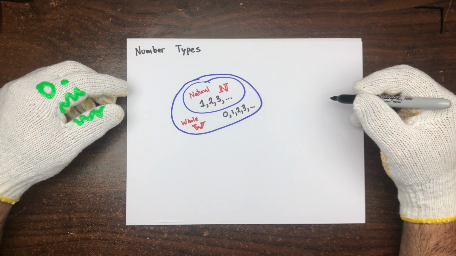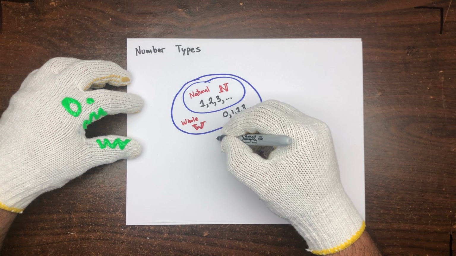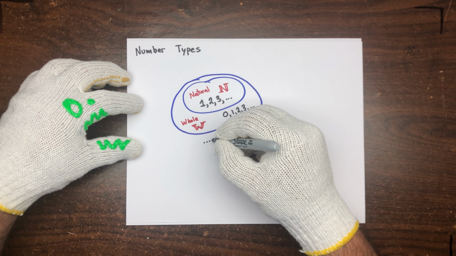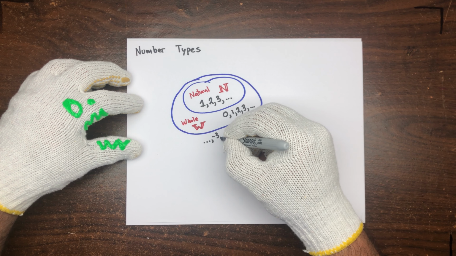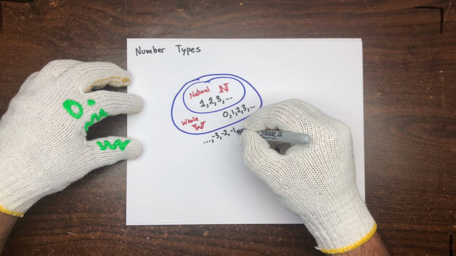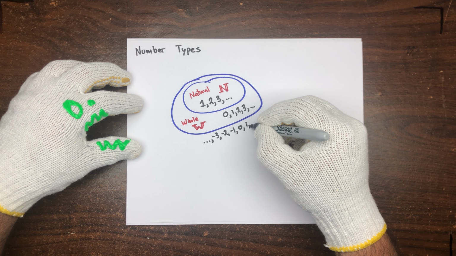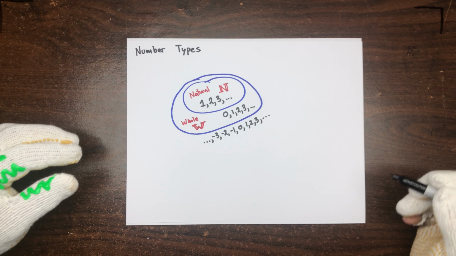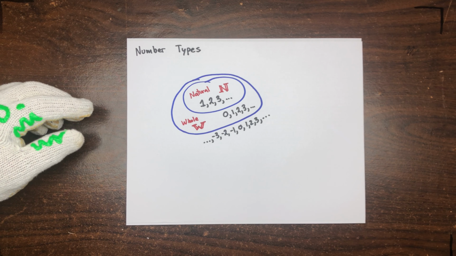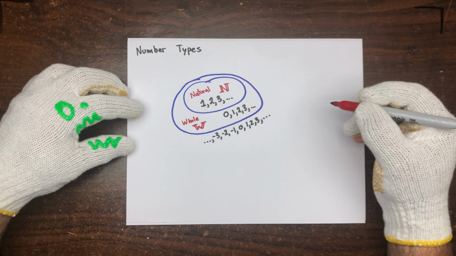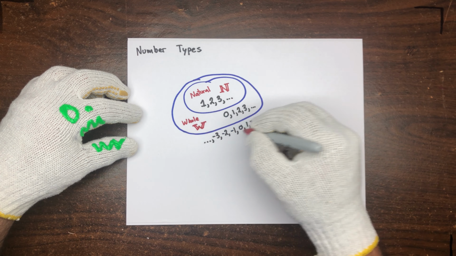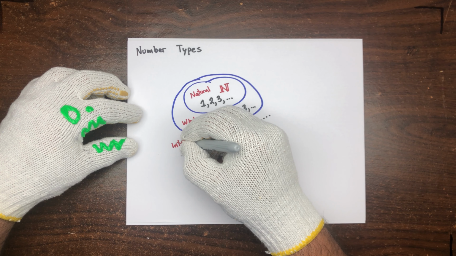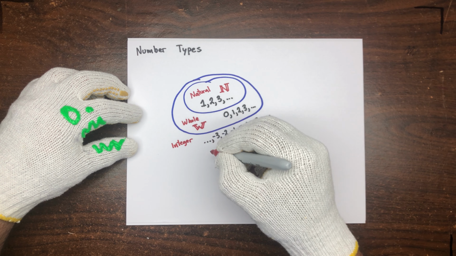What's after the wholes? Let's go with integers. Integers, well, they go, meaning it keeps on going all the way that way. -3, -2, -1, 0, 1, 2, 3, and so on. All right, the integers. So now we're including the negative numbers. Integers.